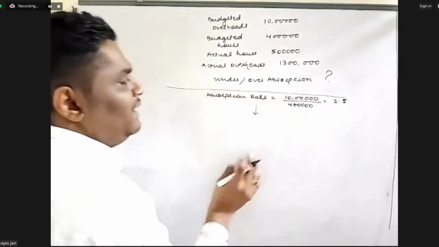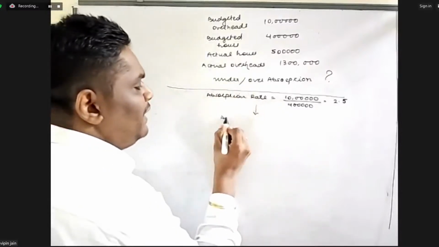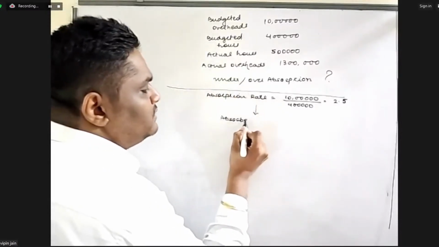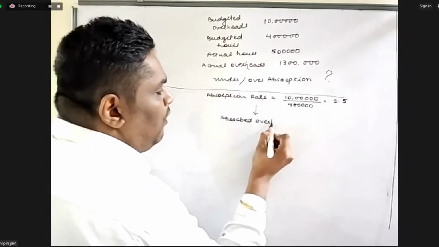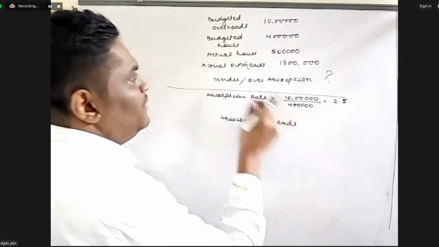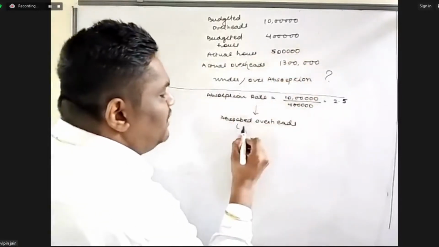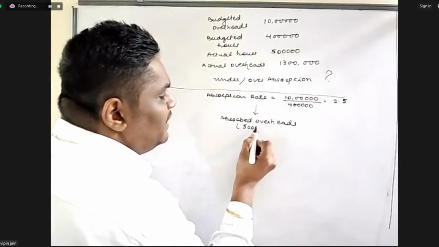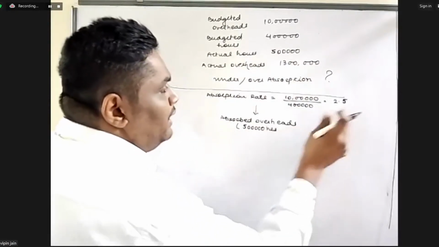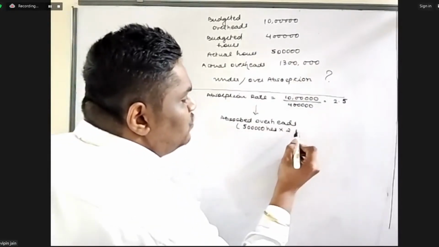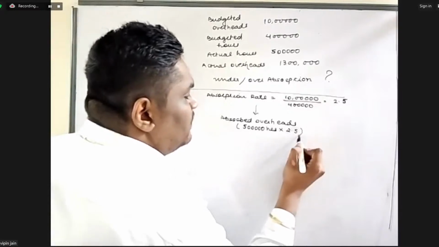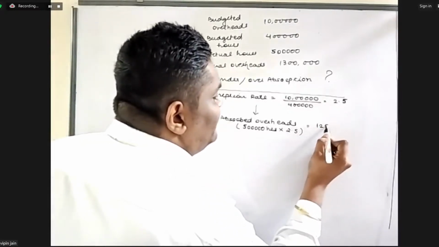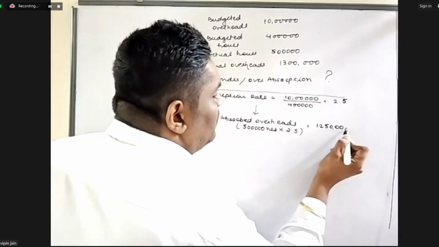Now, second step, guys, very simple. We have to calculate absorbed overheads. How to calculate absorbed overheads? How much are my actual hours? 5 lakh hours are my actual hours, multiplied by the rate as calculated, that is 2.5. So we'll get 12,50,000 as my absorbed overheads.